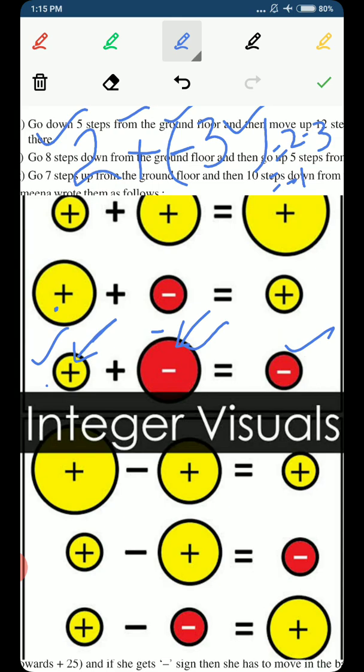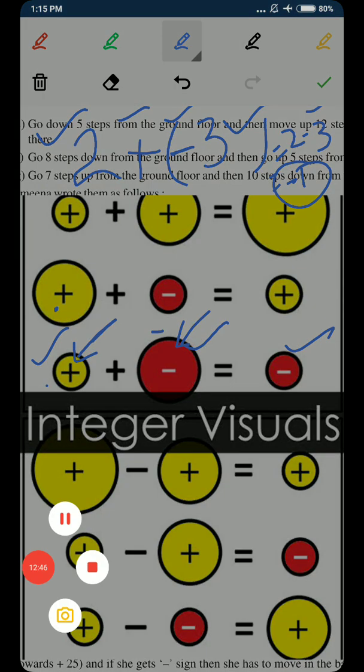The reason behind this is that whenever we are adding a positive and a negative number, we always subtract them, but the symbol that we use is always the symbol of the bigger number. Between 2 and 3, 3 is bigger, and 3 has a negative symbol with it. That's why the answer also has a negative symbol.